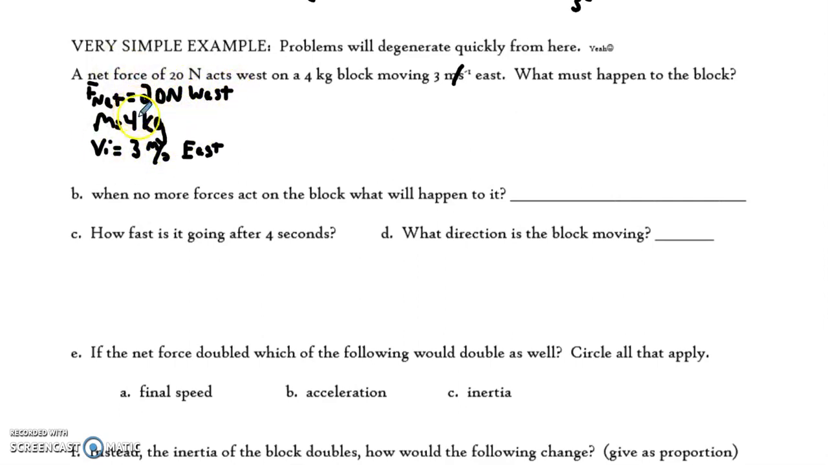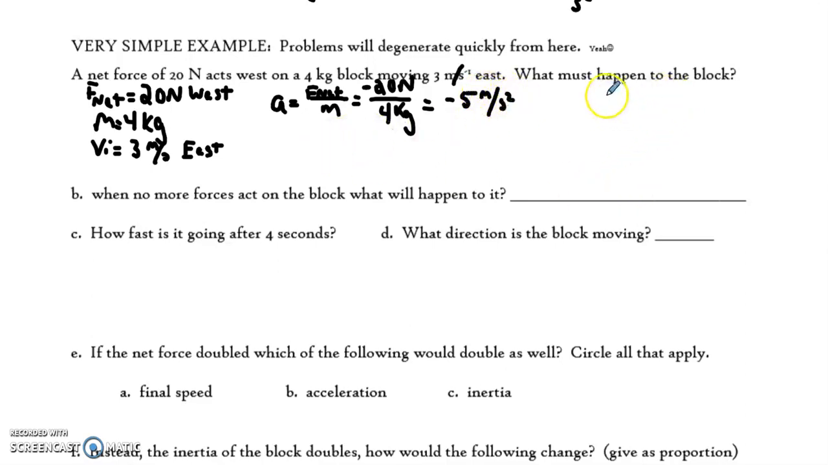But first thing I want to do is find out the acceleration. So a is equal to F net over m. And we have 20 newtons west. So I'm going to call the west direction negative. Okay, so 20 newtons west, negative, and then divided by 4 kilograms. And so I get a negative 5 meters per second squared.